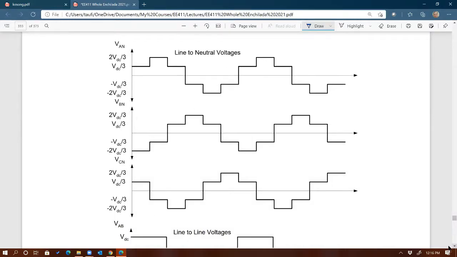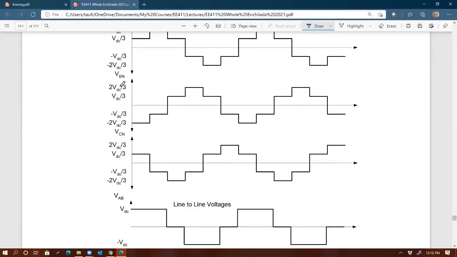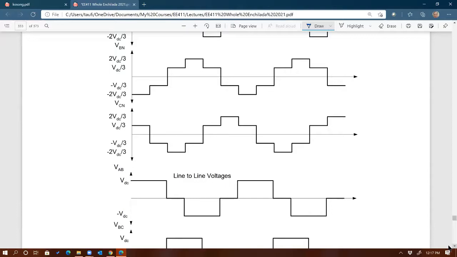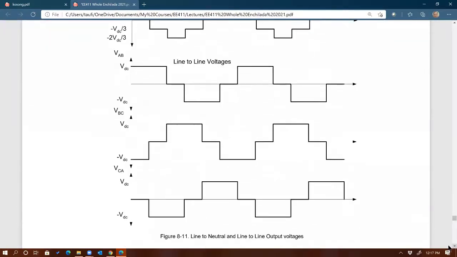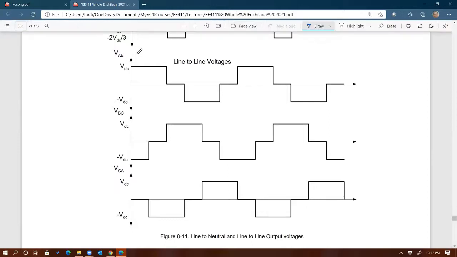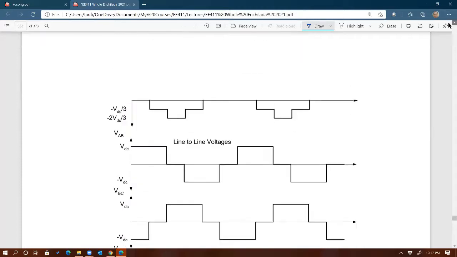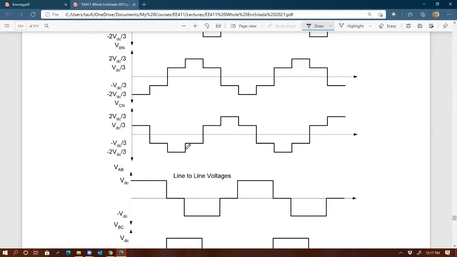And then once you know how to draw, for example, or sketch these waveforms, then obtaining line voltage will be straightforward. You just do VA minus VB to give you VAB, right? And then VB minus VC to give you VBC, and so on and so forth. And you can see the shape is different, right? The shape of line-to-line voltages is not as good. You can visually see that, right? The phase voltage is more sine wave-like than the line voltage, okay?